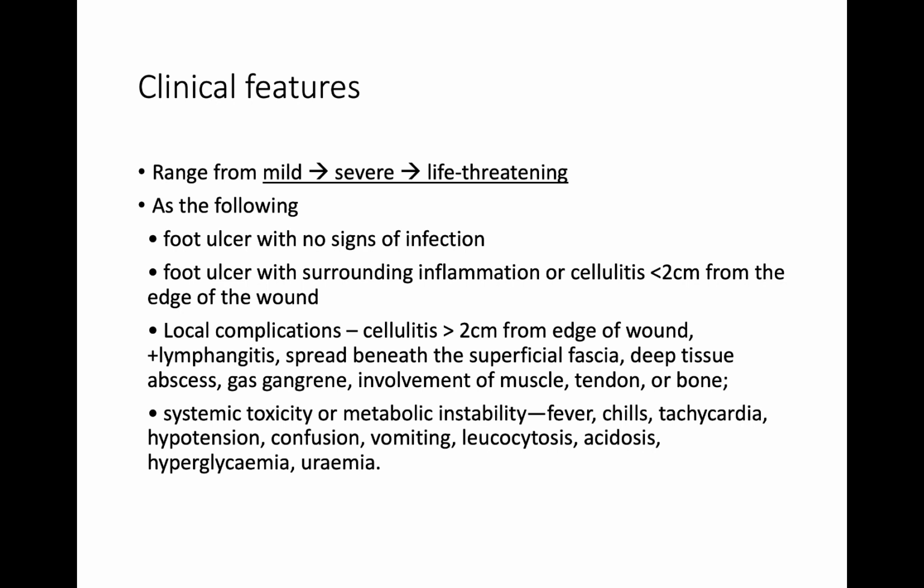Okay. So clinical features range from mild to severe to life-threatening as follows: foot ulcer with no signs, foot ulcer with surrounding inflammation, cellulitis. As we said in the table, it becomes cellulitis with local complications, beneath the superficial fascia, deep tissues, abscess, gangrene, muscle, tendon, bone. We talked about all of this. And then you will have systemic toxicity or metabolic instability, which will require treatment: fever, tachycardia, leukocytosis, acidosis, hyperglycemia, uremia, all of these are complications of the blood sugar problem. And then with the infection.